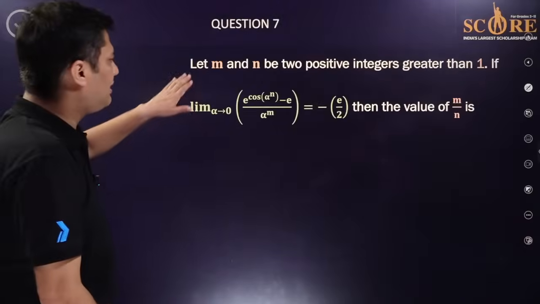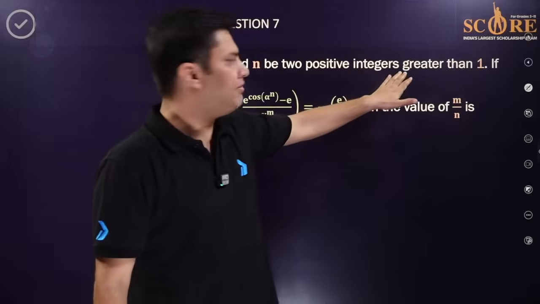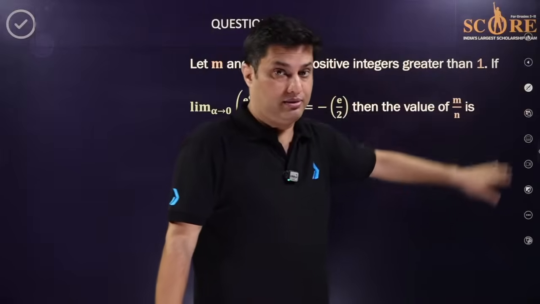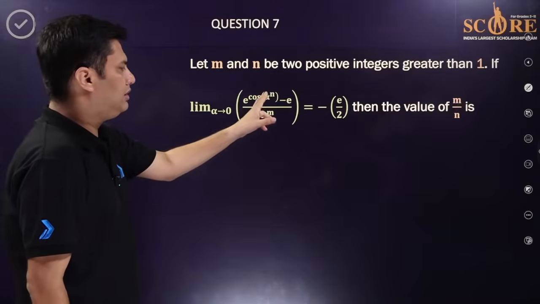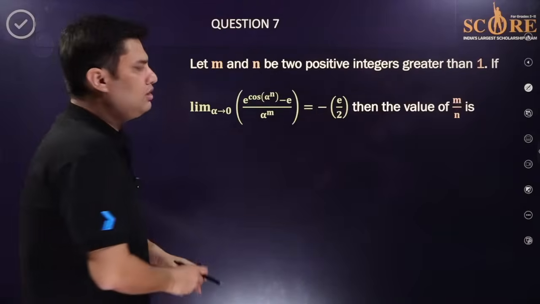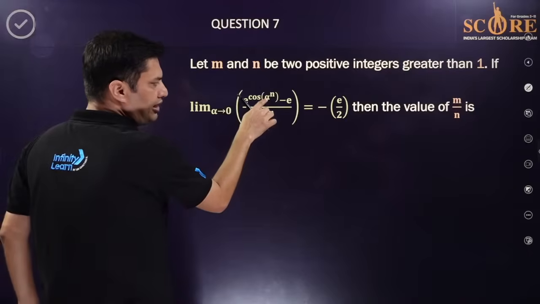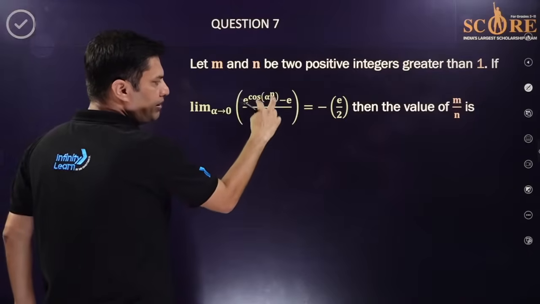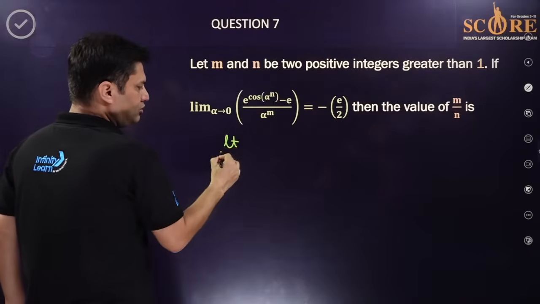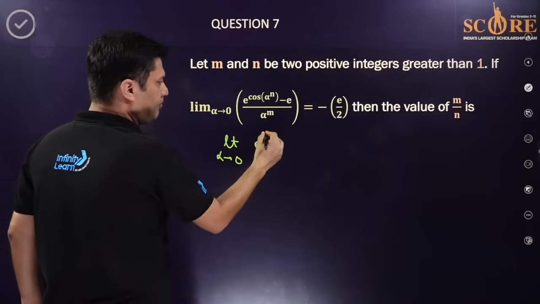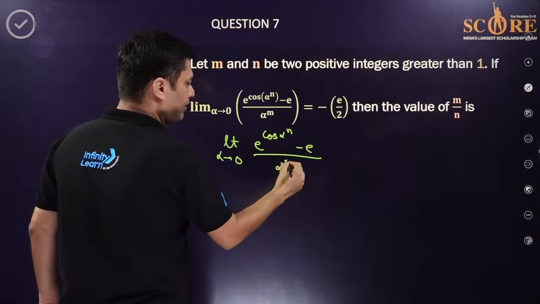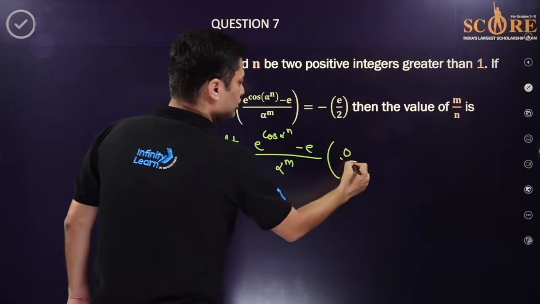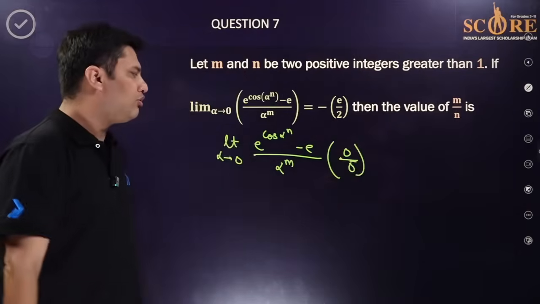Next question says, let m and n be two positive integers greater than 1, and the limit as alpha tends to 0 of this expression is minus e by 2. So this limit, if you put alpha equal to 0 here, is a 0 by 0 form. So the limit as alpha tends to 0 of (e to the power cos alpha^n minus e) upon alpha to the power m is actually a 0 by 0 form. In a 0 by 0 form, what do you apply?